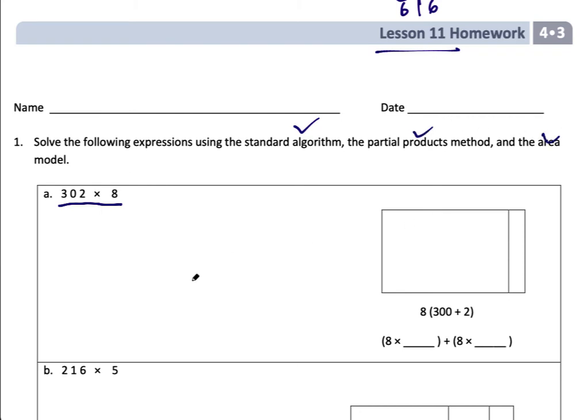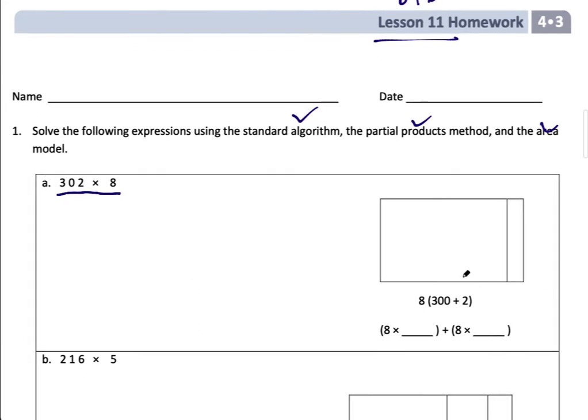So we're going to do that. First thing, the area model is drawn for us. So let's go ahead and put our area model up there. 302 times 8. So 300 and then 2. And I'm going to put 8 here on the side. So 300 plus 2 is 302 times 8. Inside these boxes, 8 times 300 would be 2,400, 2,400. And then 8 times 2 is 16.